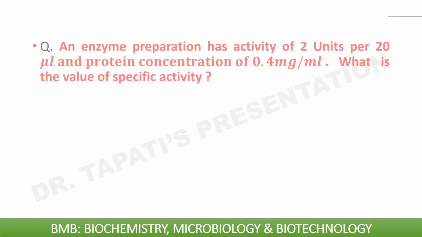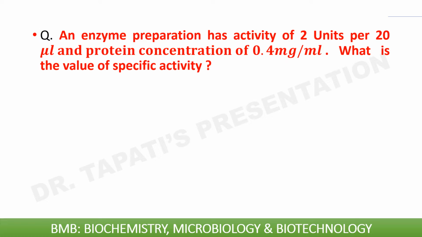Now the next question is: an enzyme preparation has an activity of 2 units per 20 microliter and a protein concentration of 0.4 mg per ml. What is the value of specific activity? So here again we have to calculate the specific activity of this enzyme.